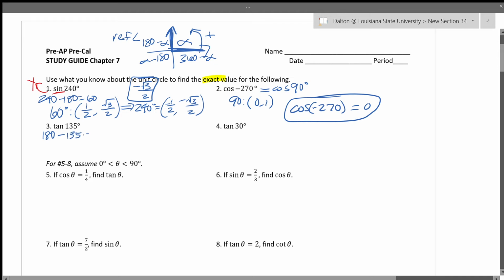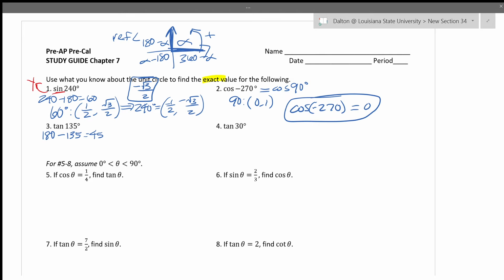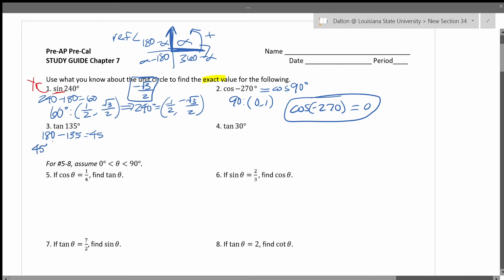And we're going to end up with 45 degrees. So that means, oh, my dogs are fighting. That's great. So that means our 45-degree angle is our reference angle. Well, we know at 45 degrees, our coordinates are square root of 2 over 2, comma square root of 2 over 2. The only difference between 45 and 135 is that your 135 degree angle is in the second quadrant.